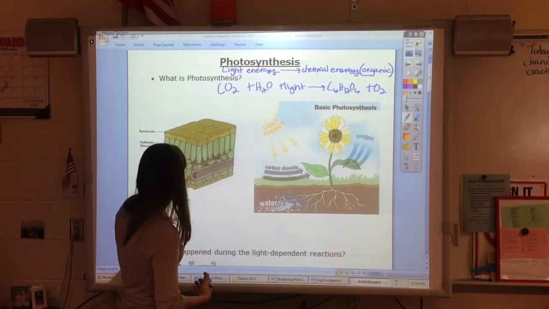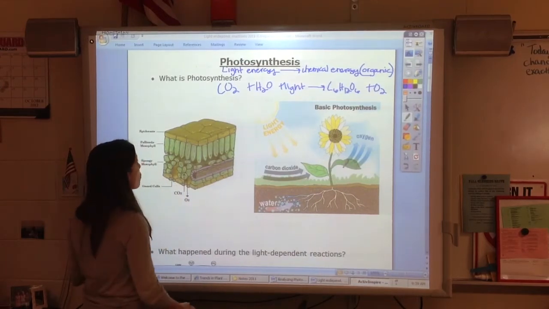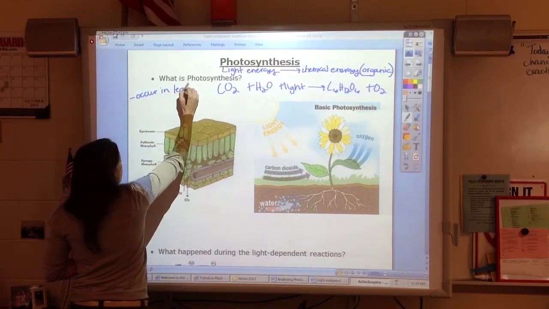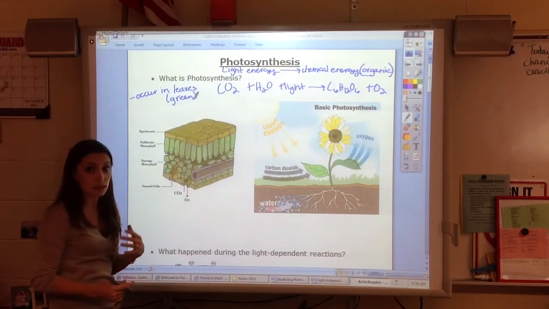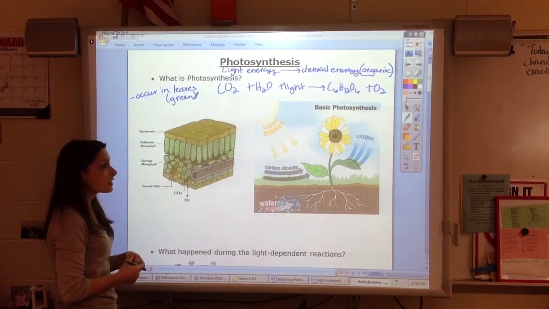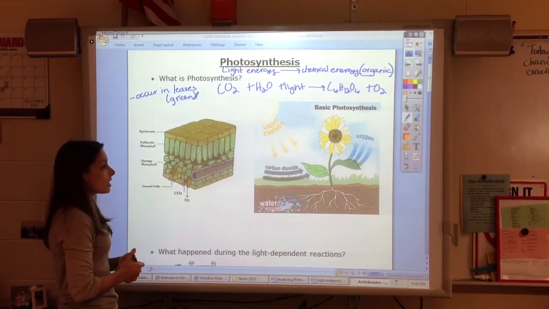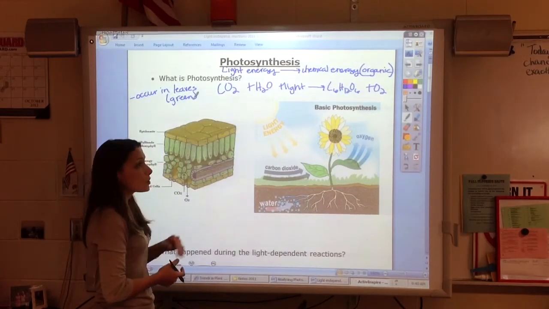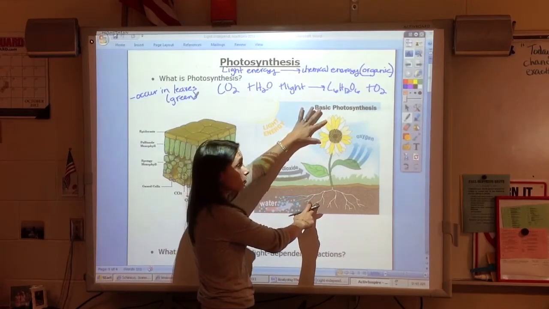Before we go any further, we do need to talk a little bit about the structure of where this is actually happening. So the majority of photosynthesis is going to occur in the leaves. Usually anywhere where you see green, photosynthesis is occurring because it has a chloroplast with chlorophyll in it. Keeping in mind chlorophyll is what reflects the green light, and so that is what makes parts of the plant appear green to us. But not all parts of the plant are going to have chloroplasts and chlorophyll.